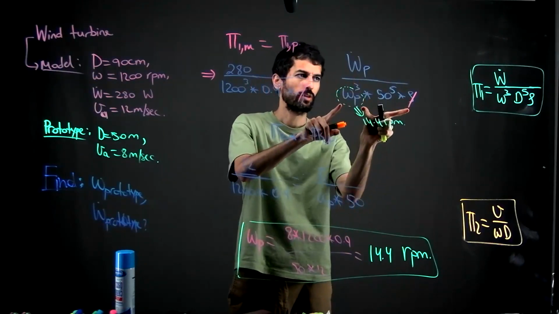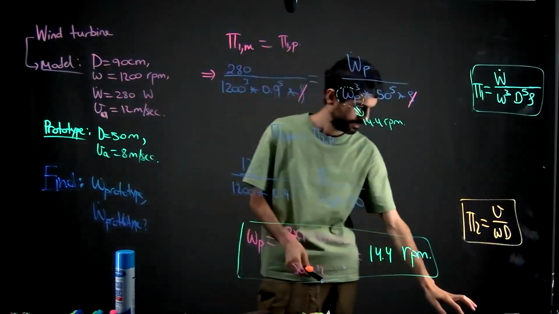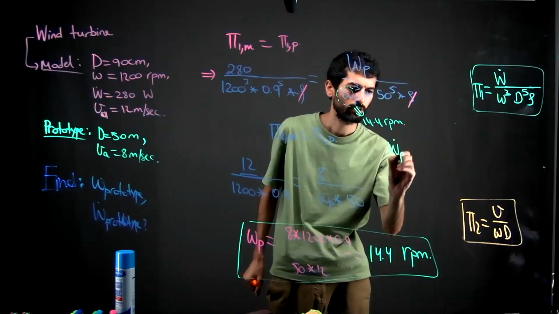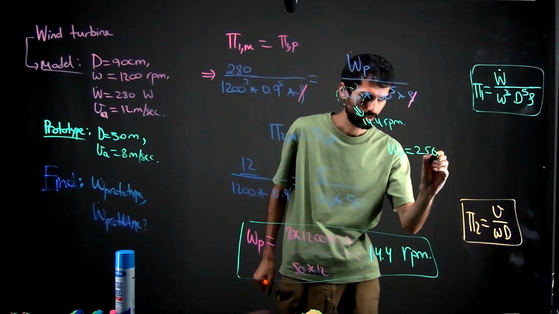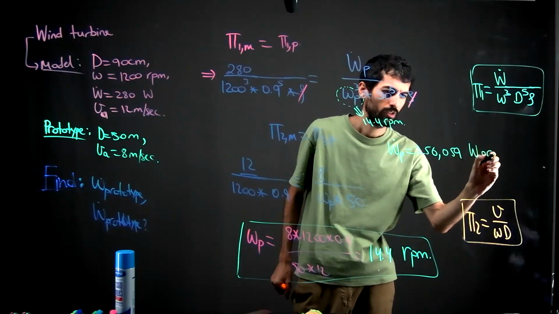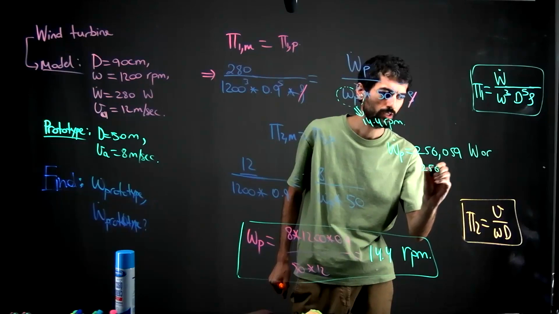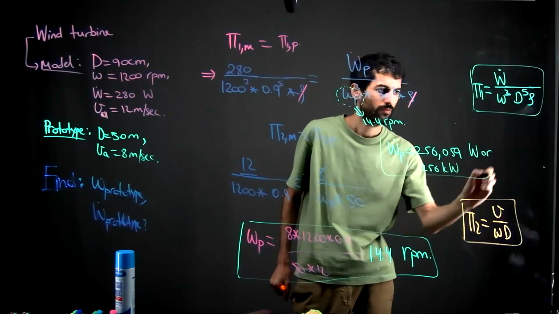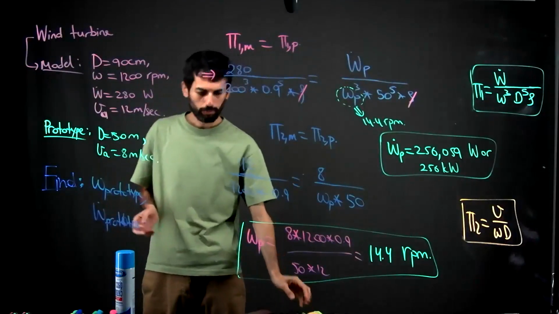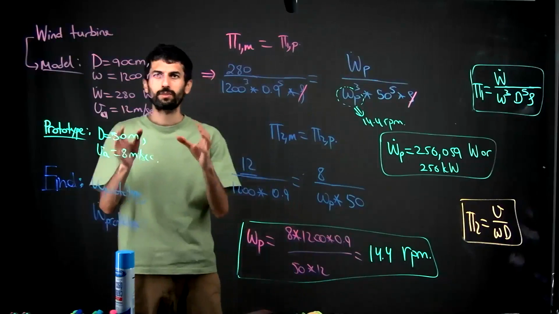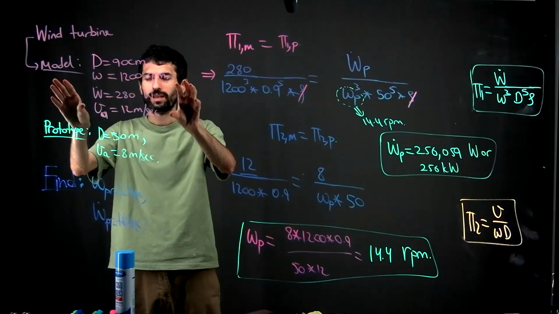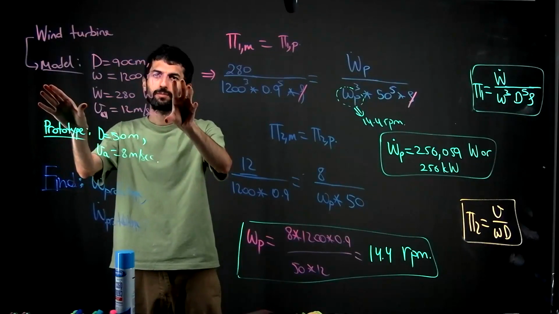Then we will need to find the power. So it will be just this one multiplied with that one. Okay, so let's do that. Then the power of the prototype becomes 256,059 watts, or you can say 256 kilowatts. That's all. So it shows the importance of the similarity analysis. If we have the model, we can get the prototype values by using the model values.